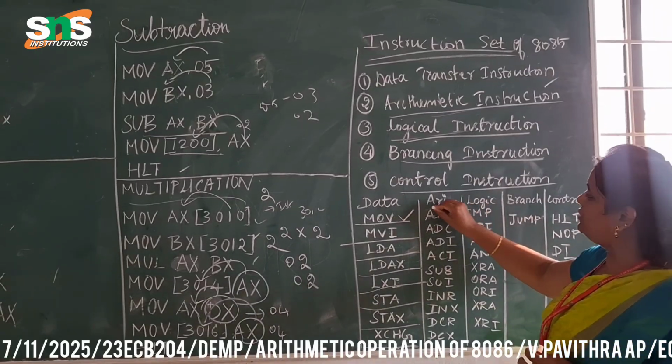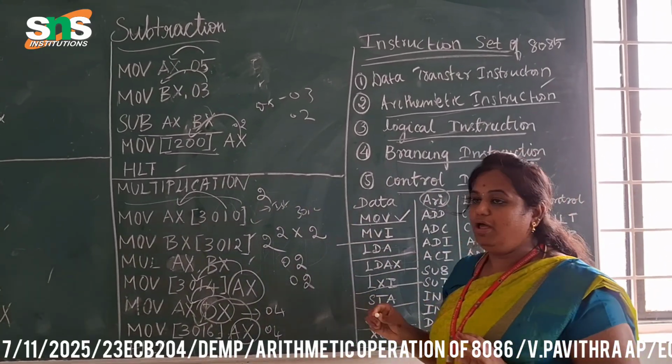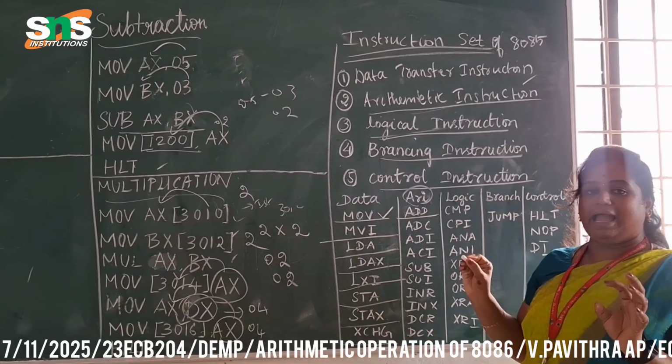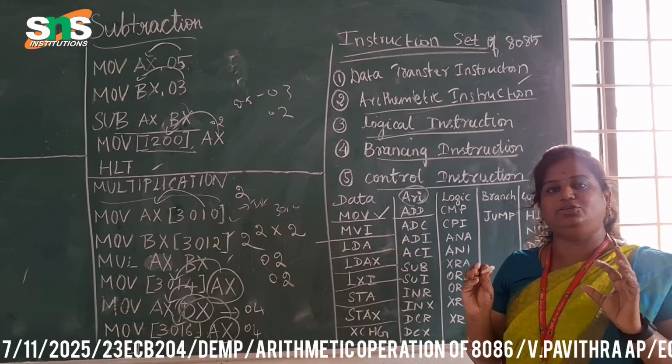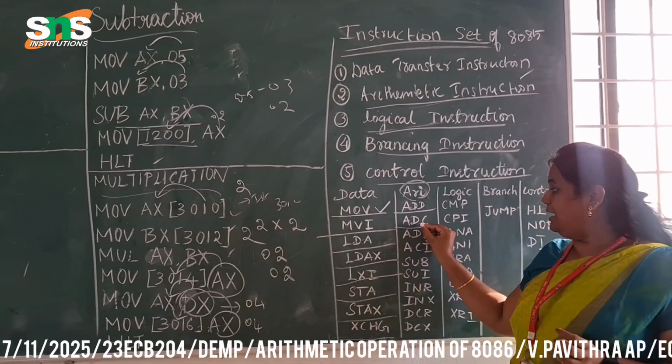Then next we are going for the arithmetic operations. First of all it is ADD. Simply ADD: if you give it, it will add the two values. Then ADC. ADC is nothing but add with carry.